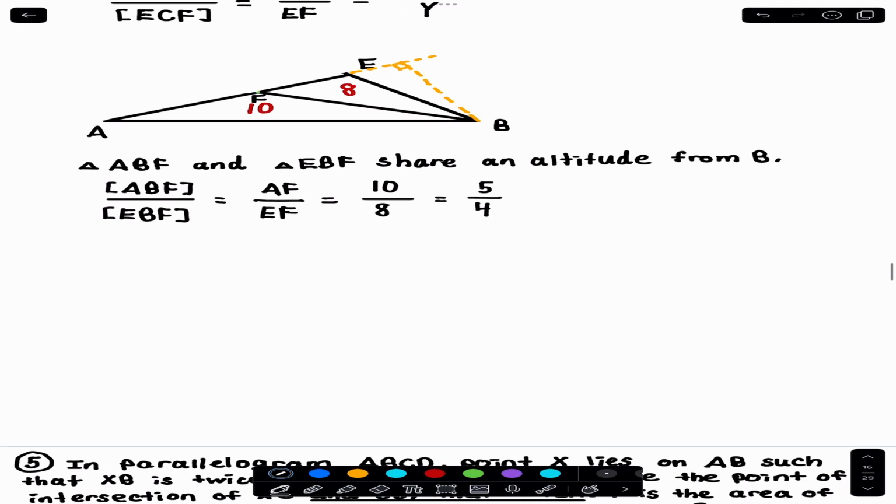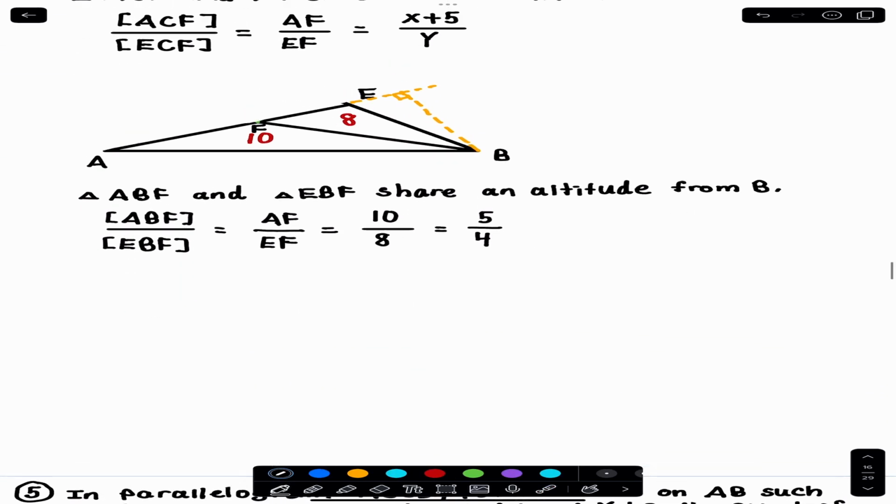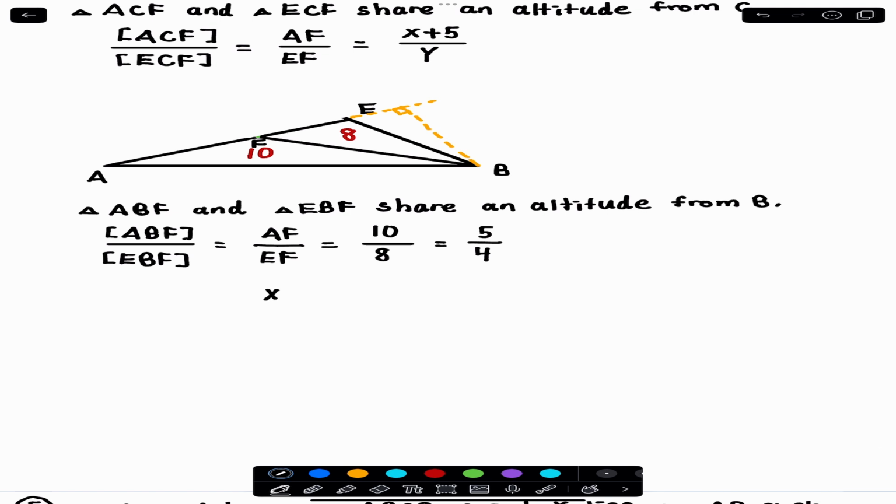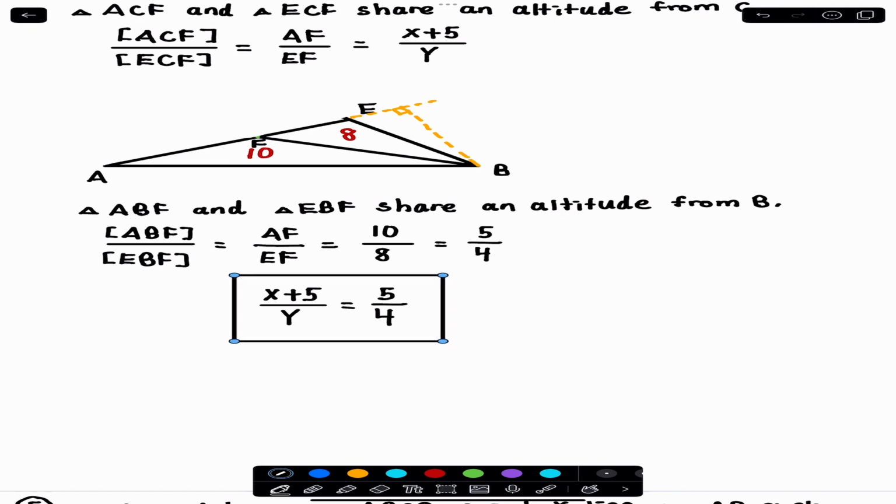So let's write that out. We have another equation. We can set x plus 5 over y equal to 5 over 4. And this is never works. Anyways, this is number 2.